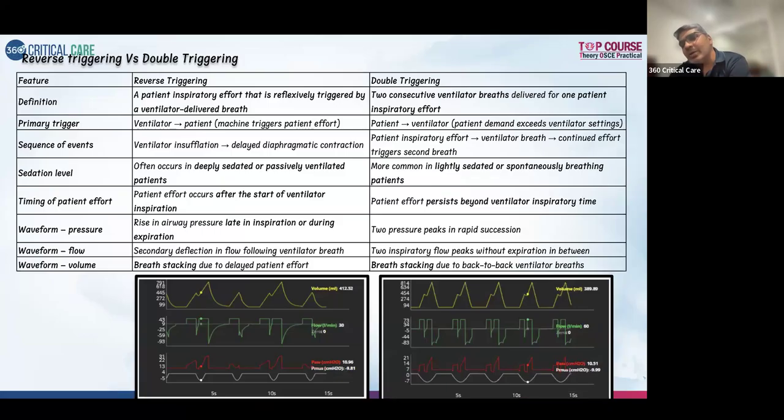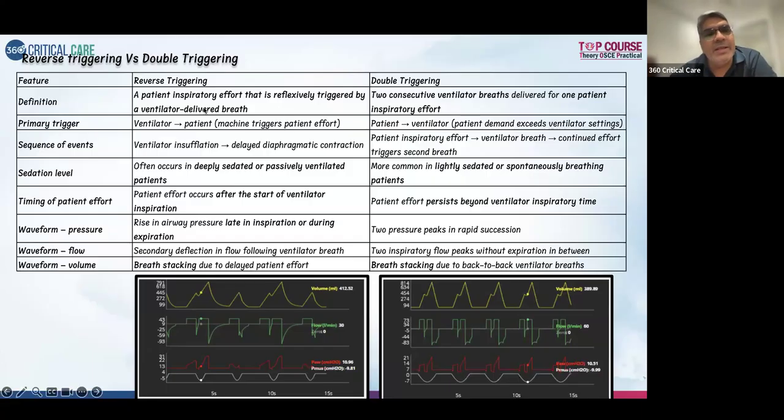So there is always a dilemma. How do you distinguish between a reverse triggering and a double triggering? It's very hard. As you can see in the picture, they look almost similar. It has to be some clinical sense going into this differentiation. We'll go one by one and see how we can distinguish between the two.